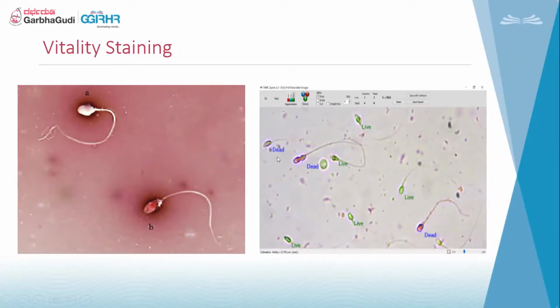Here also, this is a microscopic CASA analysis report. You can see CASA has marked dead and live. The dead sperm are all pink, the stained ones, and the live ones are all transparent.